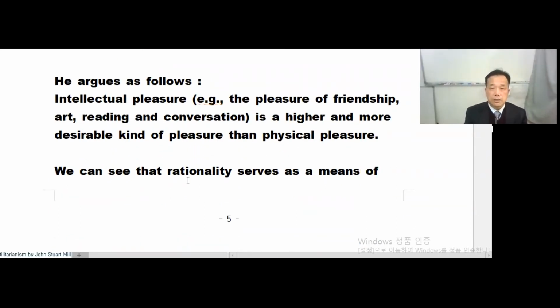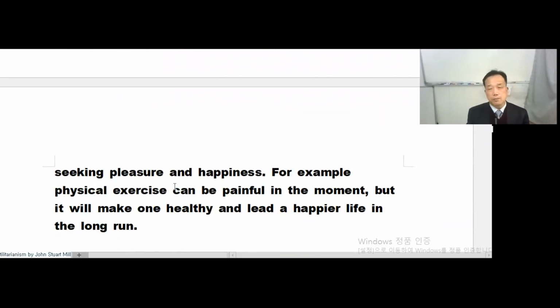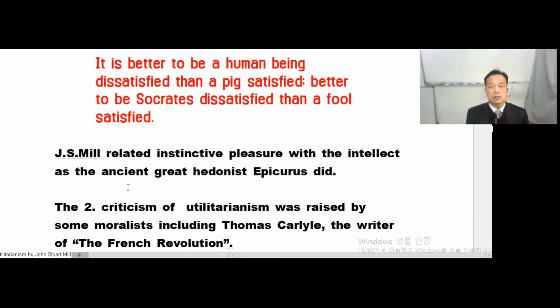We can see that rationality serves as a means of seeking pleasure and happiness. For example, physical exercise can be painful in the moment, but it will make one healthy and lead to a happier life in the long run. It is better to be a human being dissatisfied than a pig satisfied. Better to be Socrates dissatisfied than a fool satisfied. It's a very famous quote. J.S. Mill related instinctive pleasure with the intellect, as the ancient great hedonist Epicurus did.